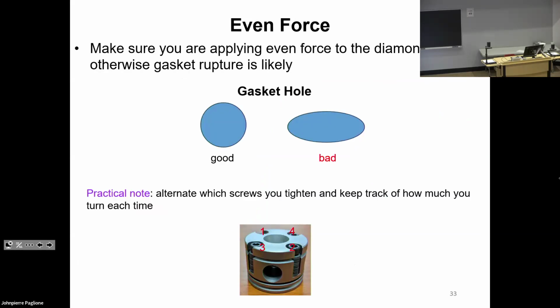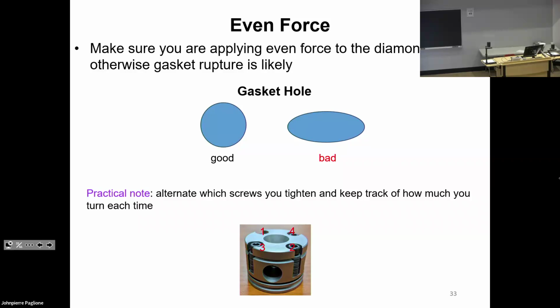Okay, so I will just say applying even force is really, really important. It might sound stupid, but I always make sure to not turn in different order. I always go from one side to the other in a crisscross fashion when I'm turning my screws, just to apply pressure as evenly as possible. I think diamond anvil cell work is great for people who are very neurotic because you keep track of all of these tiny little details.